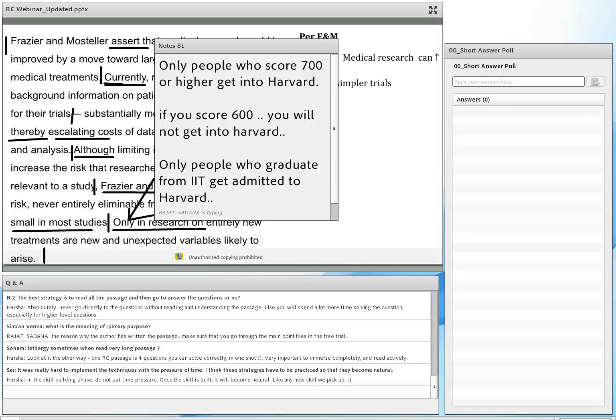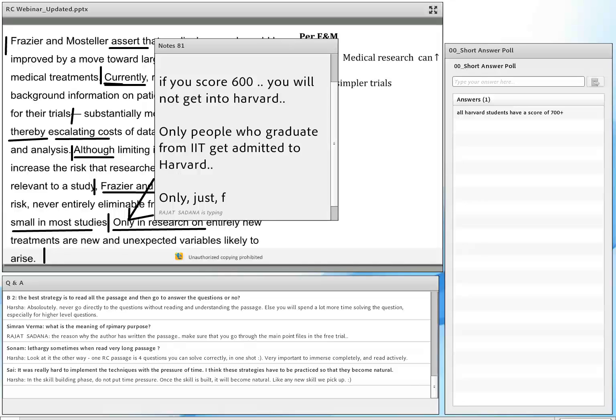So it means, again, if you didn't graduate from IIT, you would not get into Harvard. Again, only gives you that ability to infer. And when you see only in an RC or CR passage, just really say, hey, there's an automatic inference that's there. But also really say all Harvard students have a score of 700 plus. That's good. Who said that? Brian. Yes.